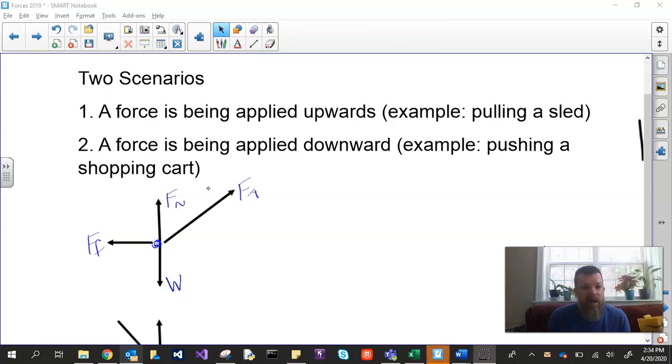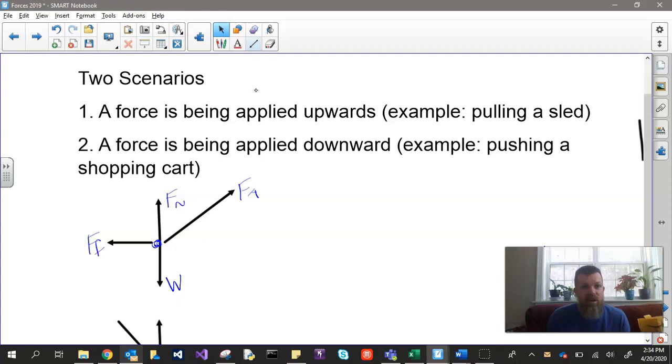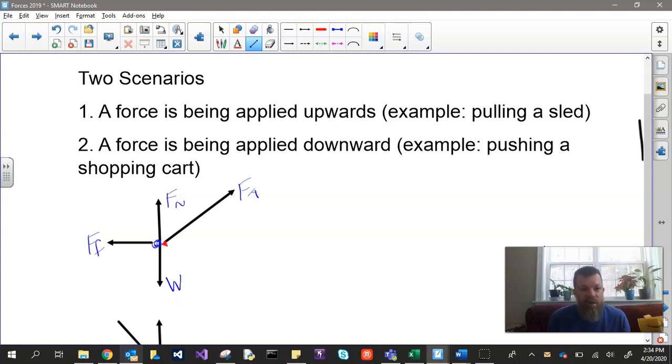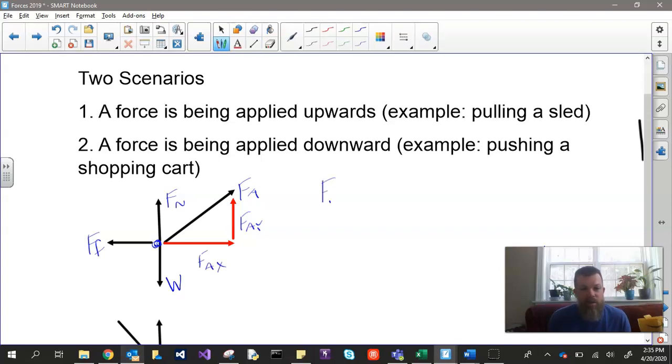But if I look at this, this is an angle, and you know we can't work with stuff at an angle, so using our logic from vectors, if I were to break this down, I would have part of my force going forward and part of it going upward. So we're going to call this Fay and this Fax. So it's similar to what we did in grade 11.